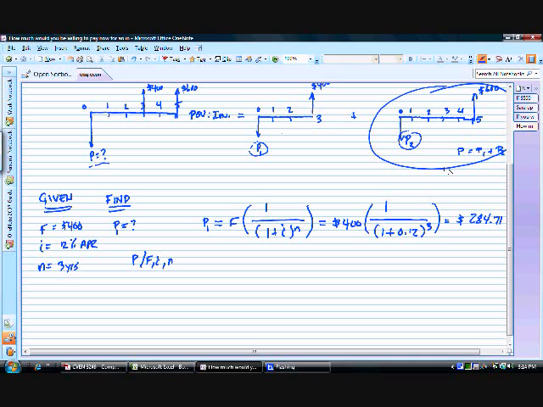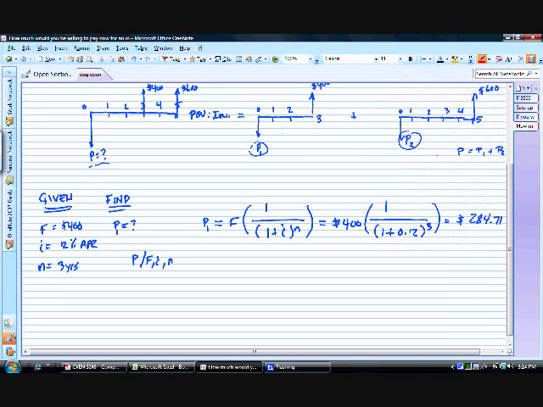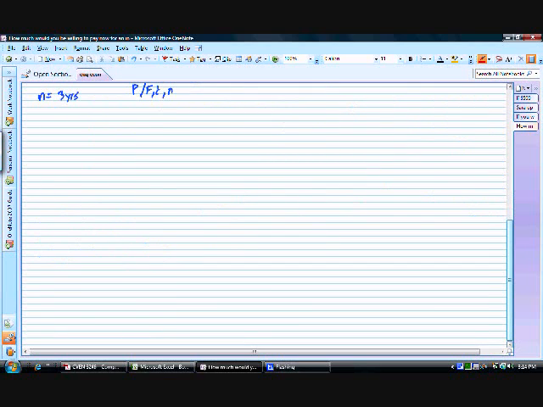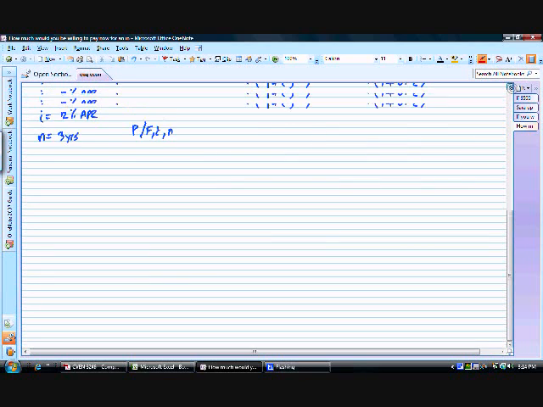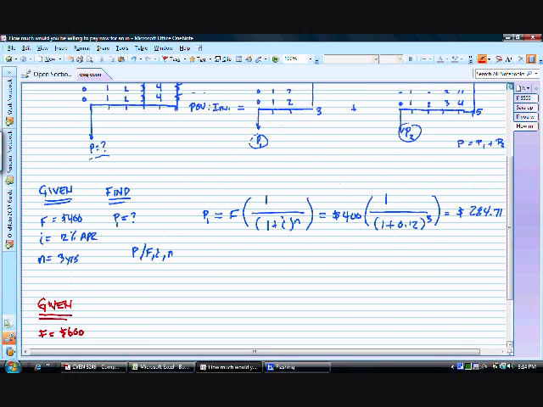Now let's scroll down and deal with the second portion of this problem, the portion up here. So for the second portion, we have a different set of givens and finds. I'm actually going to use a different color here to help you all stay on track. That means we have an F of $600. If we scroll up, remember we're dealing with this cash flow diagram right over here. We have $600.